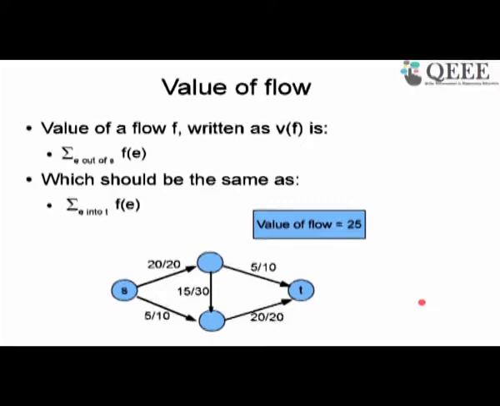We can ask ourselves, what is the value of this flow? The value of this flow is basically the sum of the flow coming out of S. So 20 is going in this direction, 5 is going in this direction. So the total flow coming out of S is 25. Therefore the value of this flow is 25. And you can check that the total flow going into T is also 25. 5 is coming like this, 20 is going like this, 25 is going into T. So V out of S is equal to V in of T, which is equal to the value of the flow, Vf. In this case it's 25.